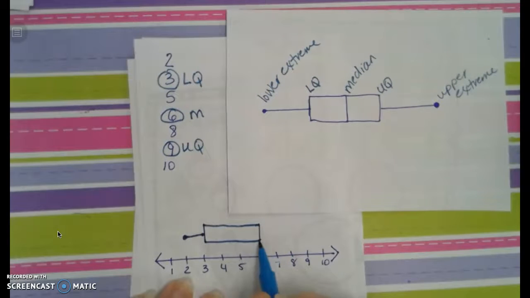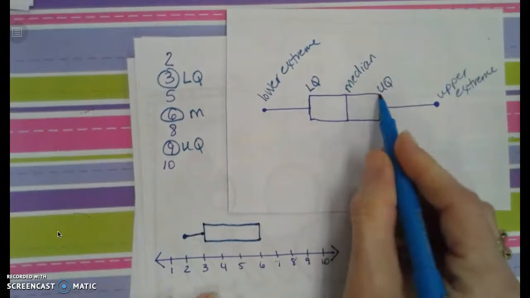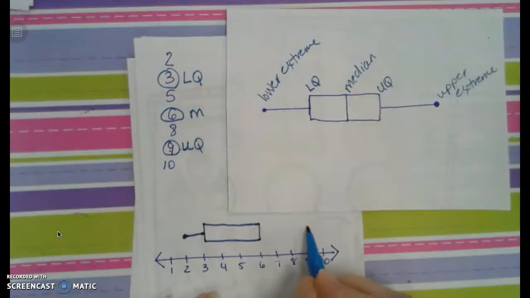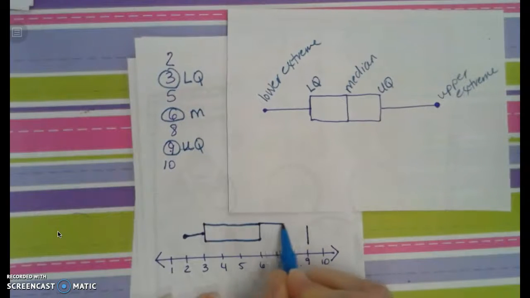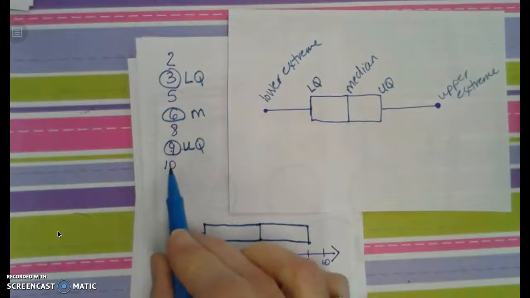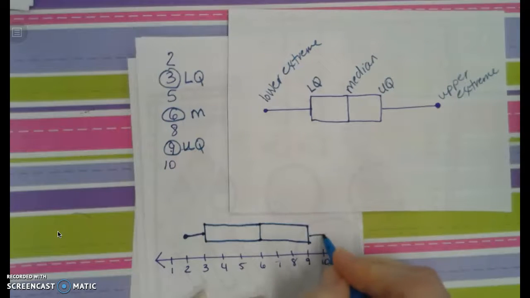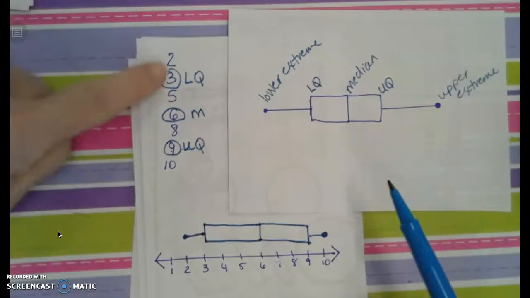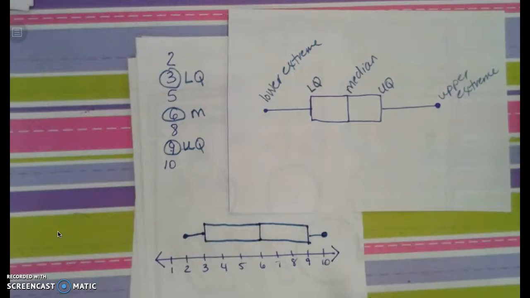So there's my median at 6. I continue the third part of my box, and it tells me to go all the way to 9. So now I have to go to 9. And mine's not real straight, but that's okay. And then my upper extreme is going to be all the way at 10. Okay? So now we have our box and whisker. We took all of this information and then we graphed it.